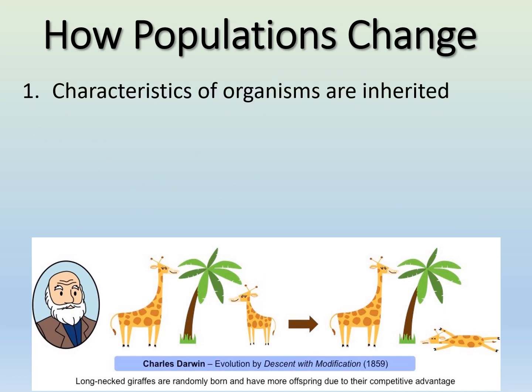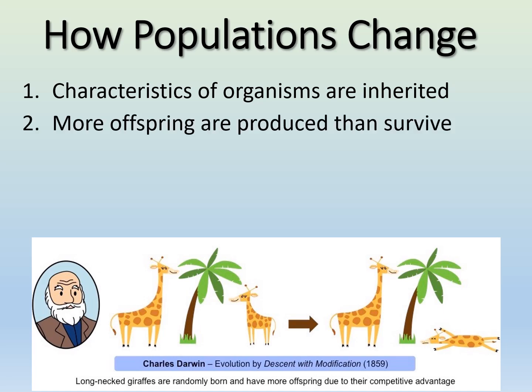So how do populations change? This should be a little bit of review. The characteristics of organisms are inherited. And now that we know a lot more about genes and genetics, we know that genes can be passed on from generation to generation, but it's random, right? So there's always going to be variation. It's a 50-50 chance you're getting one allele over another from a parent. But they are inherited, they are passed on.